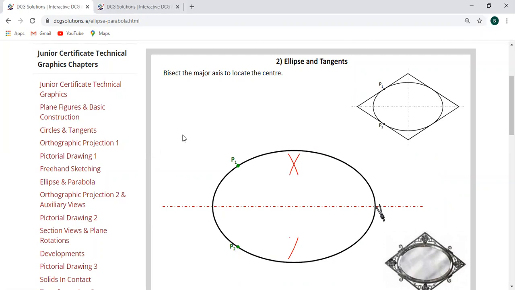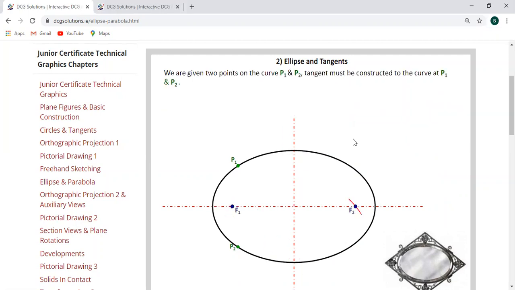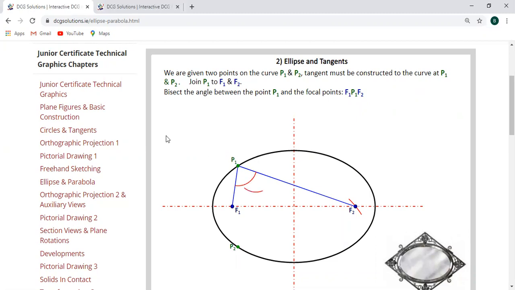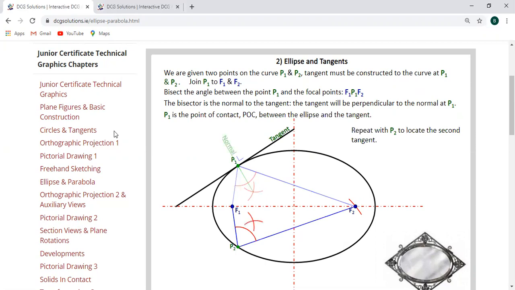First thing you do is you have to find your focal points. So to begin with, you'll get your central axis here. Okay, then with your compass at a distance of half the major axis from your minor axis, from here or from here, they'll both be the same, you strike 2 points where it cuts your major axis. They're your 2 focal points. Once you have the focal points, the procedure is always the same. Join it back to your point of your tangent, bisect that angle, get your normal 2, and go at 90 degrees to that normal 2. Okay, so that's it in a nutshell, guys.